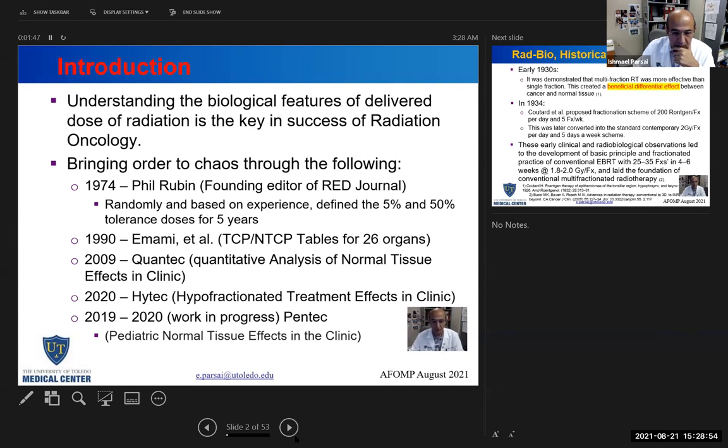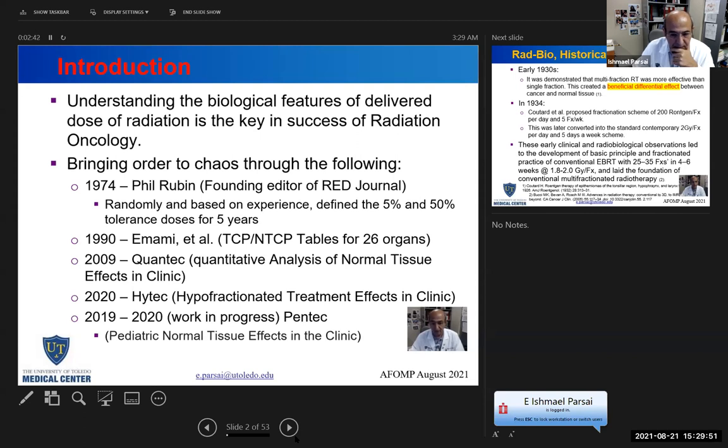In 1974, Dr. Phil Rubin, who was the founding editor of Red Journal, came up with, based on his own experience, the 5% and 50% tolerance doses for 5 years. That was so basic and so critical that even Emami during the 1990s did not change it when he came up with the TCP and NTCP table for 26 various organs. And also in 2009, QUANTEC, which was really based on a lot more data from perhaps hundreds of sites around the world, did not change that particular number that Dr. Rubin had come up with, that still exists in QUANTEC data.